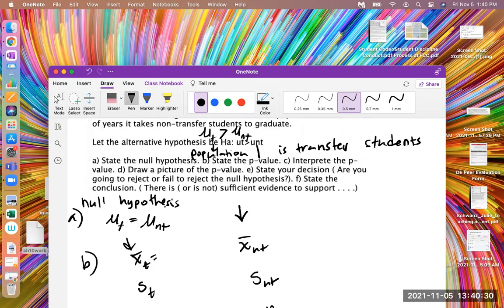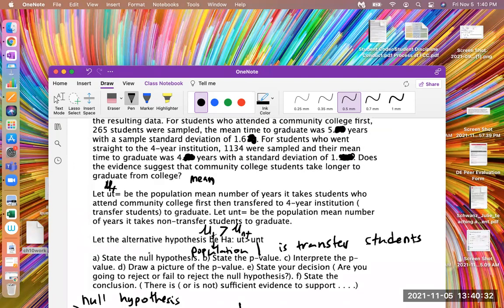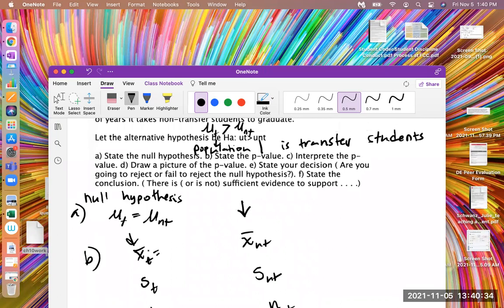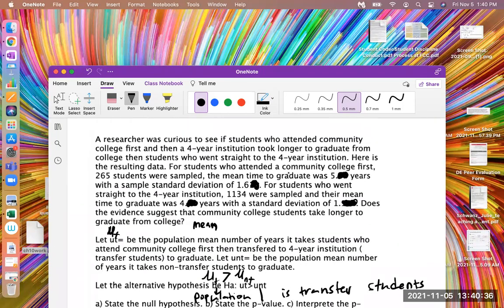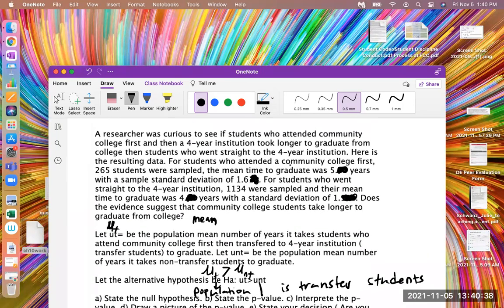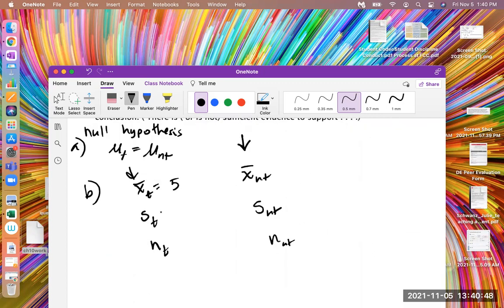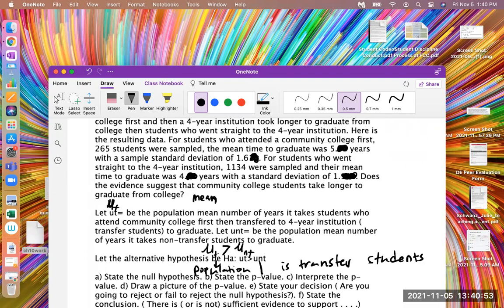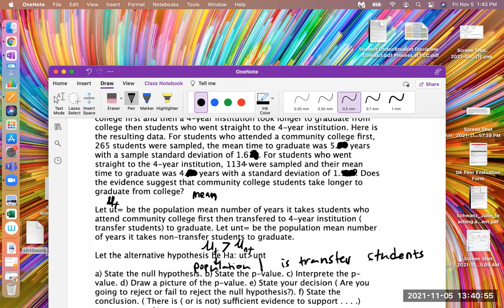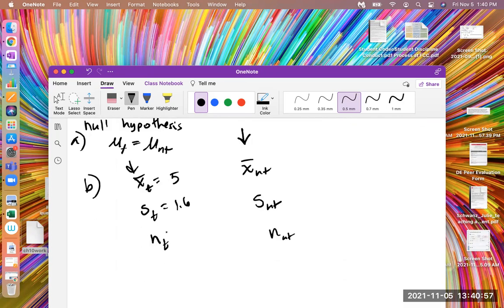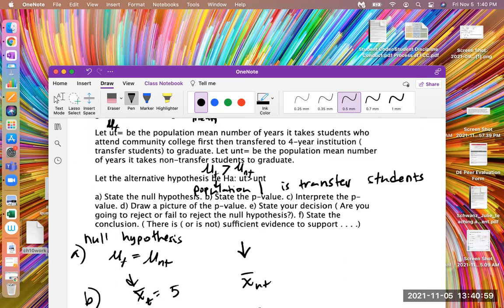So we go back up to the problem. The average time it took them to graduate from college for the transfer students, for students who attended community college first, 265 students were sampled. The mean time was 5 years. So 5 here, and the standard deviation I think was 1.6, but let's go back up. 5 years with sample standard deviation of 1.6, so 1.6. And then the sample size was 265.